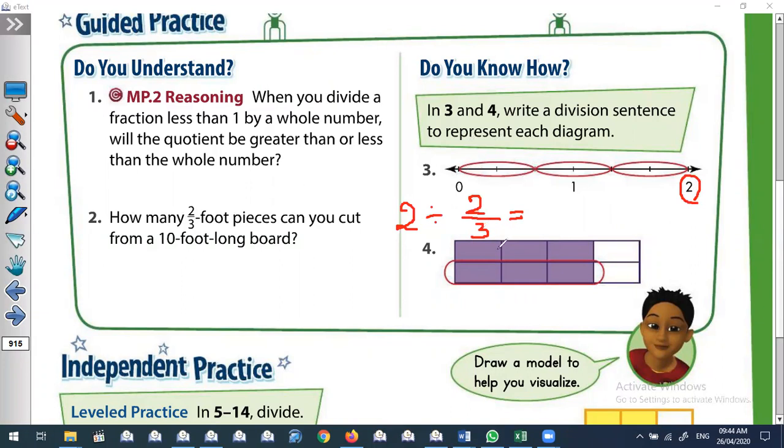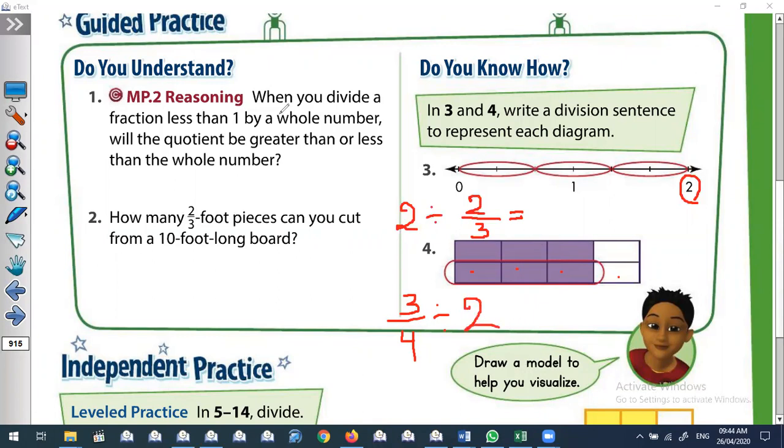What about the next one? The next one here, the fraction is 1, 2, 3 over 1, 2, 3, 4. So the fraction down is 3 over 4 divided by, here we have 2 rows. So divided by 2.